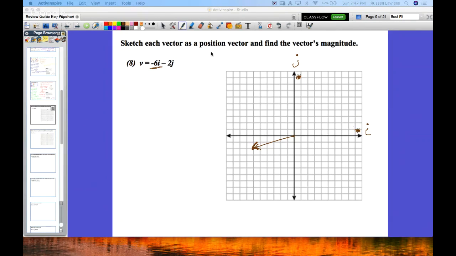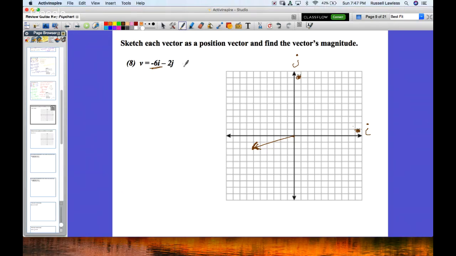Now to find the magnitude. The equation for the magnitude is the square root of a squared plus b squared. That looks very similar to our Pythagorean theorem, which is a squared plus b squared is equal to c squared. If I square rooted both sides, I would find out that c is equal to the square root of a squared plus b squared. So it's really just finding the hypotenuse.